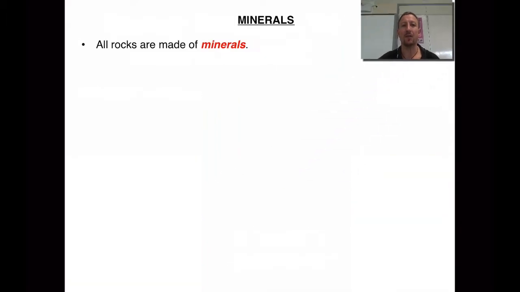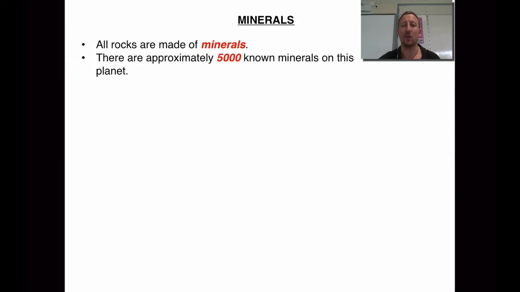Okay, so what is a mineral? Well, first thing is that we need to identify the difference between rocks and minerals. Now, rocks are made up of minerals, not the other way around. So within a rock, you're going to have a variety of different minerals. Now, there are about 5,000 known minerals on this planet, and from that, in certain quantities and certain concentrations, you'll get different types of rocks.